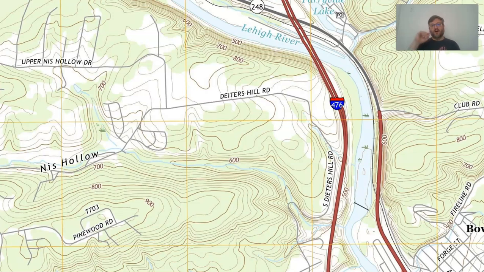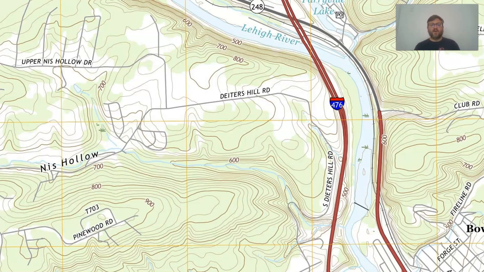And so if you were to walk from a spot on one index contour to a spot on the next index contour, you would have gone up or down 100 feet. And we can, of course, tell from those numbers that the Lehigh River is at a low point. It's less than 500 feet elevation there at the top of our map. And then the top of Dieters Hill is going up from there because the numbers are going up.